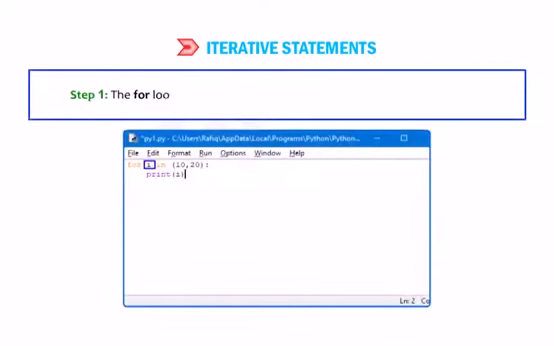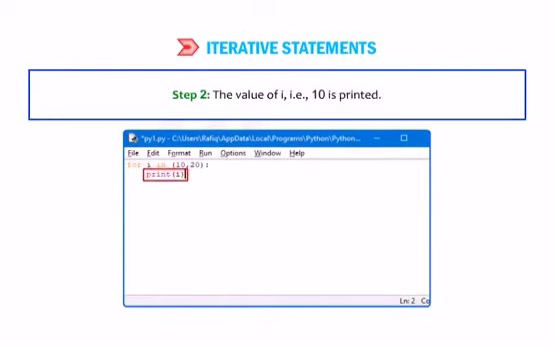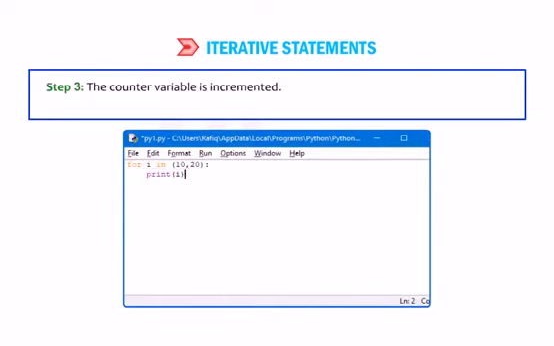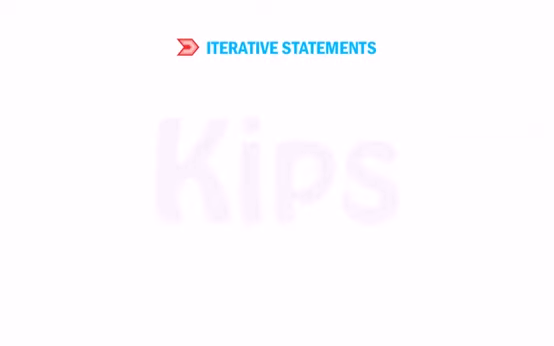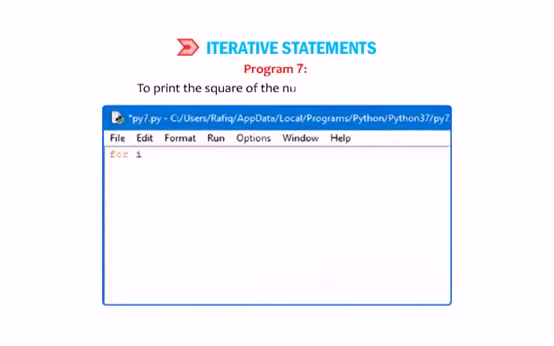Step 1. The for loop executes. The initial value 10 is assigned to the variable I. Step 2. The value of I, that is 10, is printed. Step 3. The counter variable is incremented. The next value, which is 20, is assigned to the variable I and the same is printed. Now let us see how the range function works in for loop. Program 7. To print the square of the number given in range.